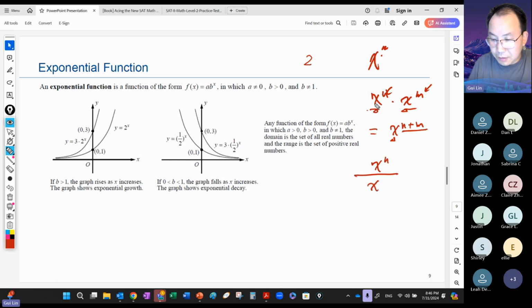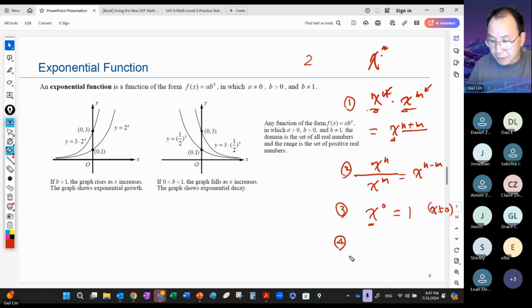When I do this, this is the product rule. This is the quotient rule. And we also have the zero rule: if this one is not equal to 0, this one always equals 1. Also, we have what is called the product power rule. So if they have multiple factors, they can each take the power, right?